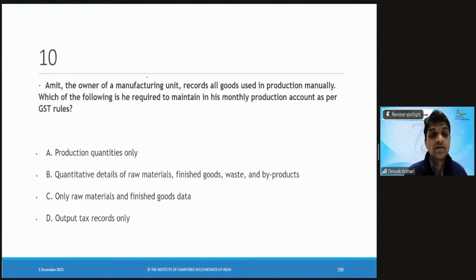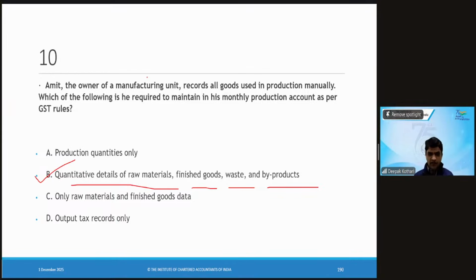What production records is a manufacturer supposed to maintain? Yes. Correct answer B. You should mention quantitative details of the raw materials, finished goods, waste, and byproducts. Only raw materials and finished goods? No. Everything. Raw materials, finished goods, waste, and byproducts also. Why should he? Because these waste also are sellable.